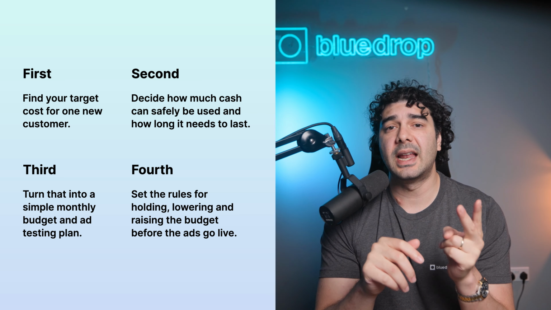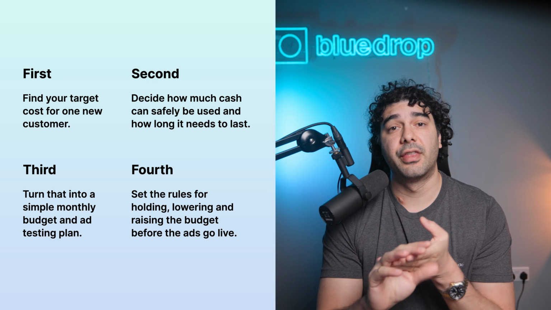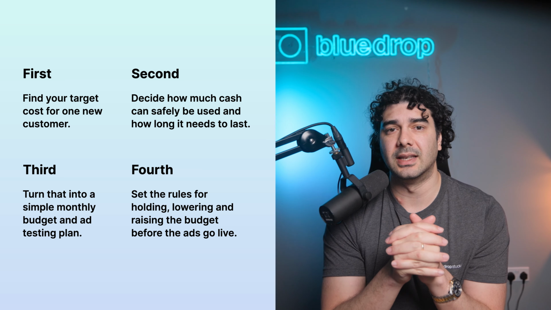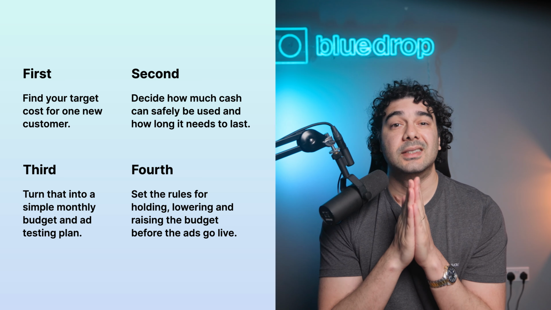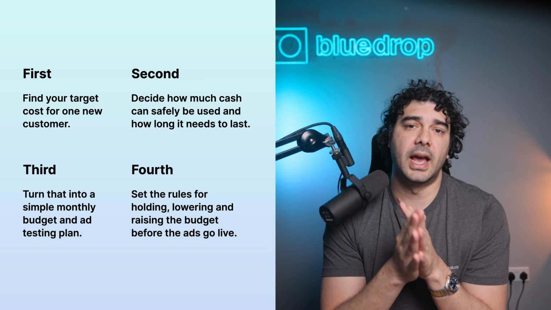Second, decide how much cash can safely be used and how long it needs to last. Third, turn that into a simple monthly budget and an ad testing plan. Fourth, set the rules for holding, lowering, and raising the budget before the ads go live.